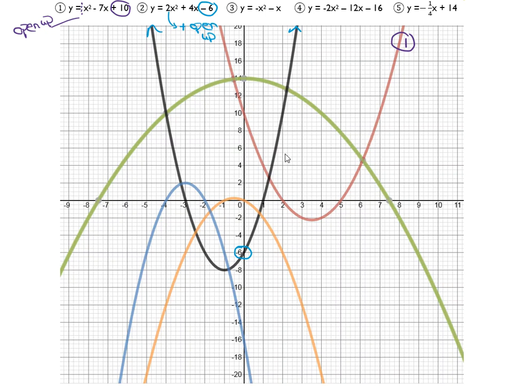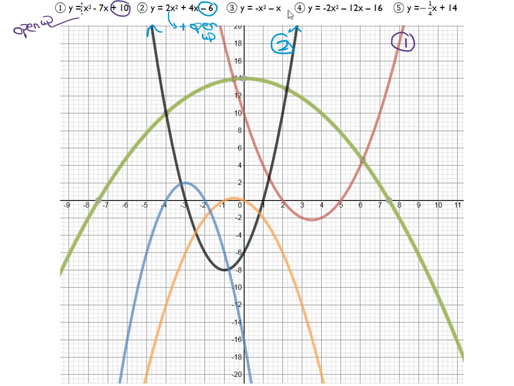Compare the black one to the red one. Imagine if we were able to pick it up and put the vertex of the black one right on top of the vertex of the red one. The black one would be skinnier, and the 2 does that. The 2 makes it skinnier. So equation 2 is definitely the black graph.